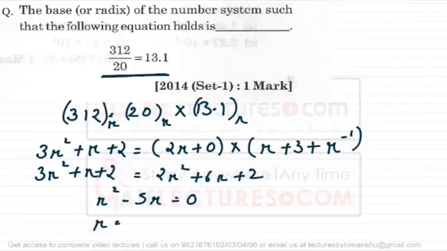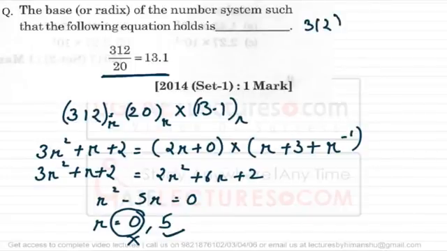So what values are you getting for r? You get r as 0 and 5. Since 0 cannot be a valid base of a number system, we discard this value and we get the answer as 5. You can check this answer also. Convert all these numbers into decimal using the base 5.